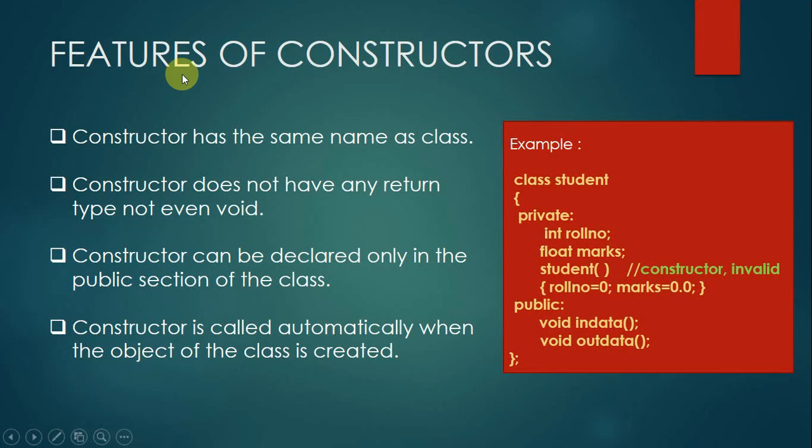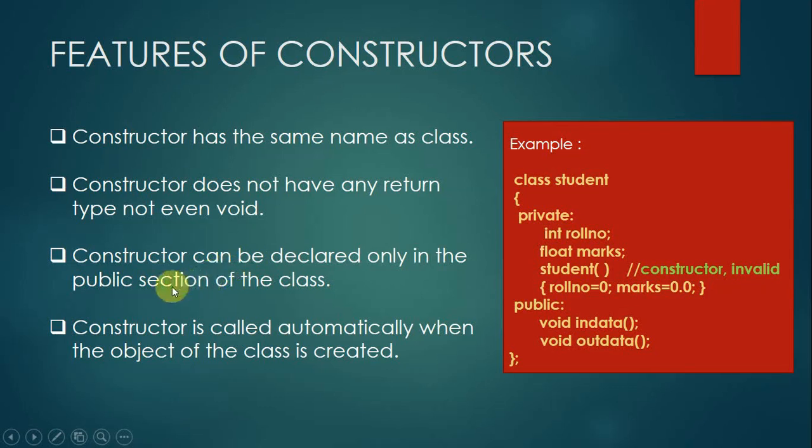Now let us understand some important features of constructors. A constructor has the same name as that of the class. You can see here, this is the constructor and it has the same name as that of the class. A constructor does not have any return type, not even void. So please remember that we don't have to give any return type before the name of the constructor function, and we cannot even write void.